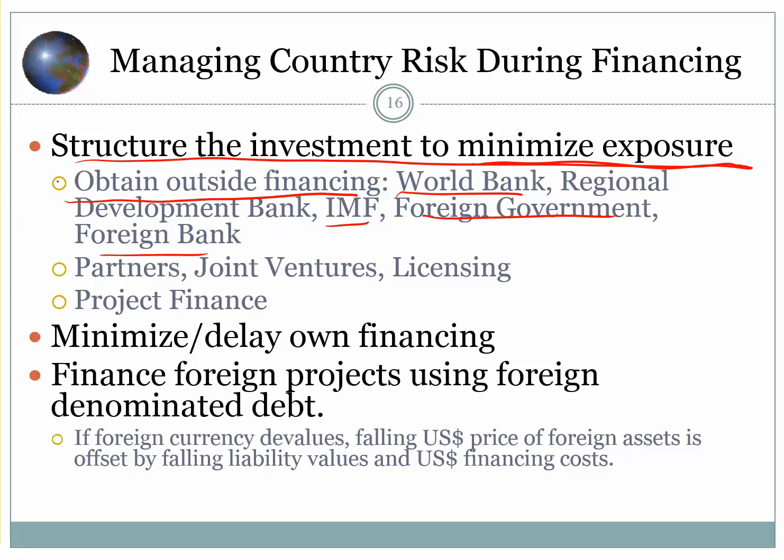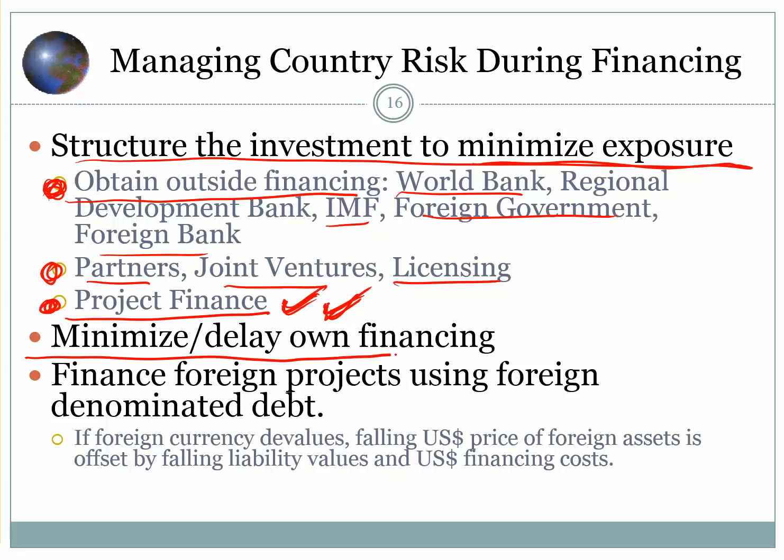In that case, what you're trying to do is reduce your exposure to that country by getting someone else to put up the upfront costs, or get local partners. Get a partner, a joint venture, a licensing agreement, or do project finance. Project finance is when you borrow money and it doesn't go against the parent company. You start a project or a new venture. You borrow money in the name of that new venture, and if it goes bankrupt, you can't go back to the parent company in bankruptcy court and try to address your concerns.